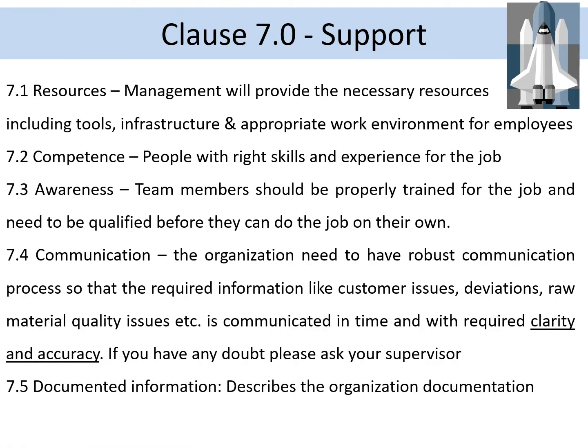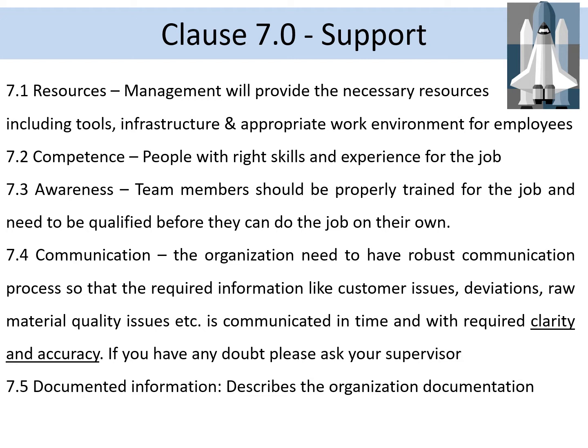So let's talk about clause number 7, which is support, of ISO 9001:2015. There are 10 clauses, but there are 2 or 3 clauses which are more relevant to the people on the floor, and this is one of the most relevant clauses. The first one in this clause, 7.1, is resources. So management will provide, and every management in any company will provide, the necessary resources, which includes tools, infrastructure, and an appropriate work environment for employees so they can perform their jobs easily.